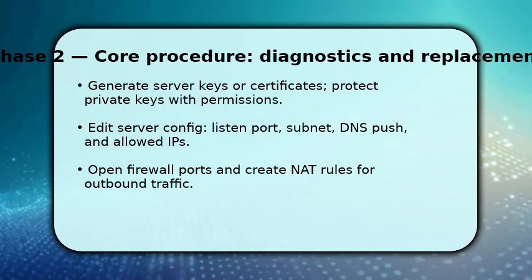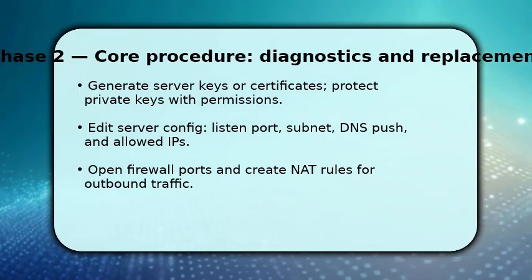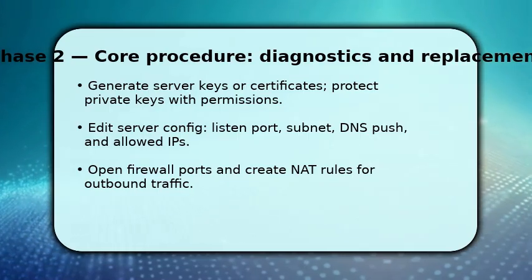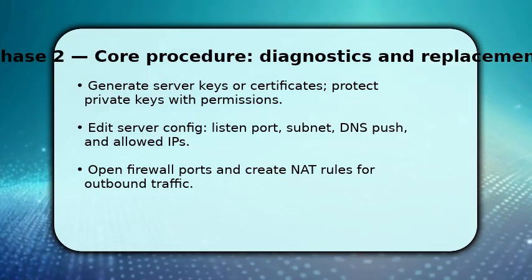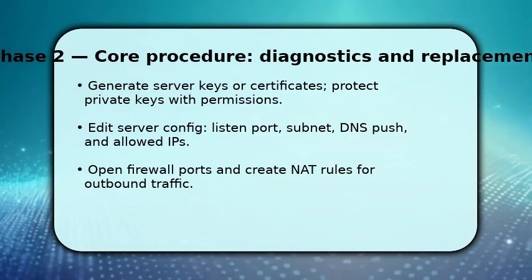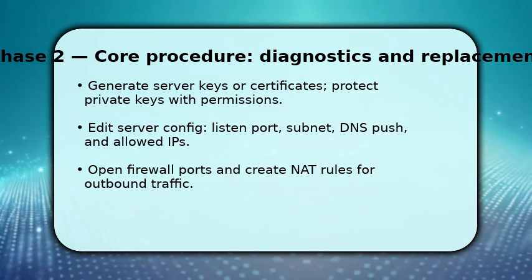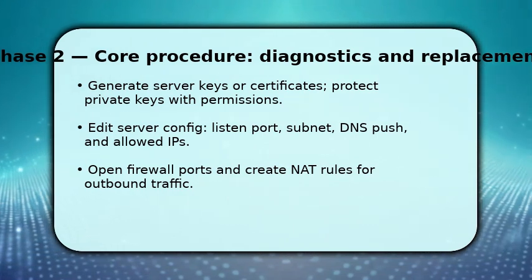Set the listen port, define the VPN subnet, push DNS to clients, and list allowed IPs or routing policies. This is where connectivity rules live. Then update the firewall. Open the chosen UDP/TCP port and add NAT or masquerade so VPN clients can reach the internet.